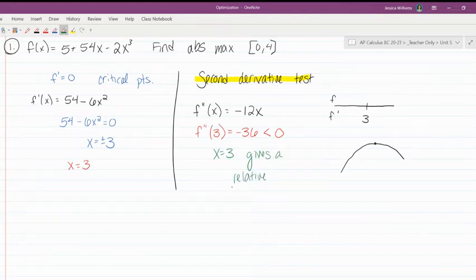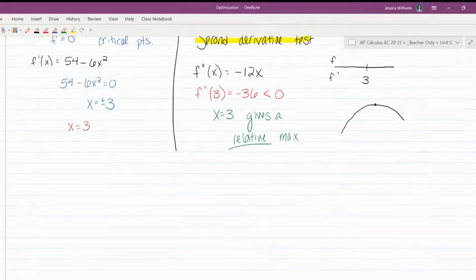I don't know if it's the absolute. I know it's the relative, but that's step one. So a relative maximum could be the absolute maximum, or an endpoint could be the absolute maximum. So we go from our second derivative test to our candidates.